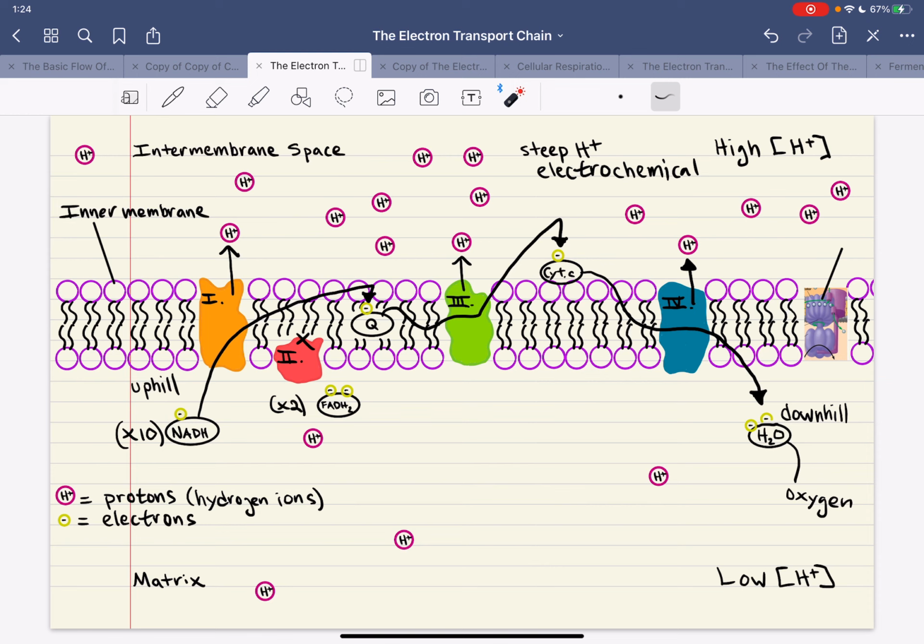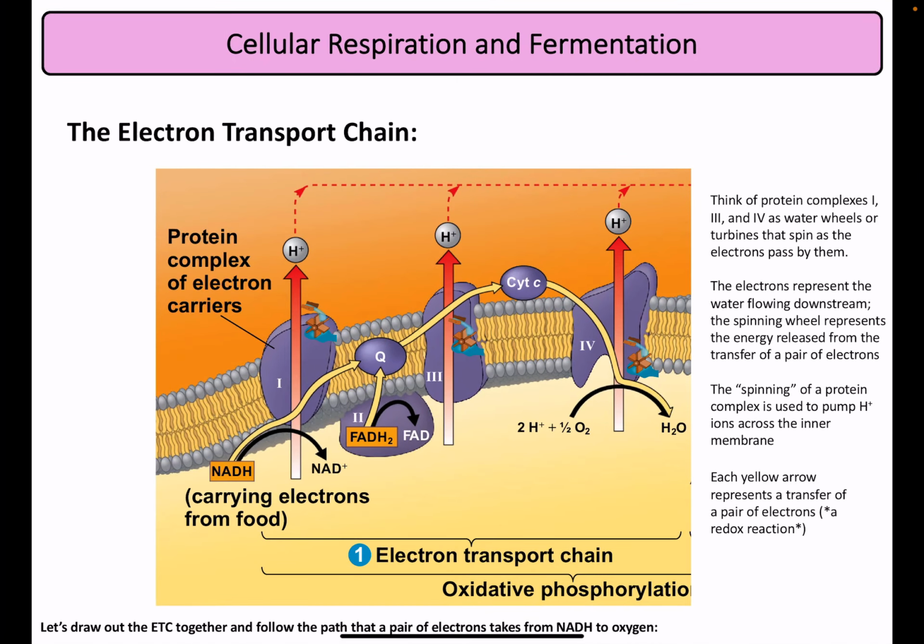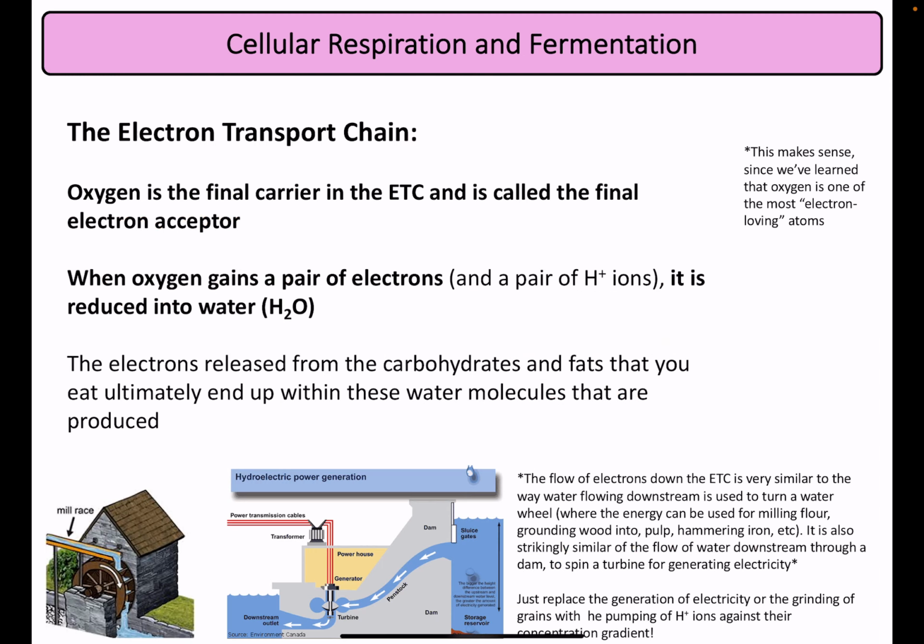So I think the next thing I want to do is show you this in motion. I kind of showed it in motion, but I can only do the best I can. Let's watch an actual video of it. Should be coming up soon. But this is basically the same thing that I drew. Hopefully you liked my diagram better than the book, but same thing. Not testable material, but this is the analogy of the ETC and how it relates to a dam or a water wheel. Same kind of concept.